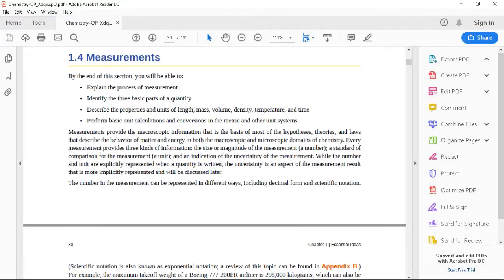1.4 Measurements. By the end of this section, you will be able to explain the process of measurement, identify the three basic parts of a quantity, describe the properties and units of length, mass, volume, density, temperature, and time, perform basic unit calculations and conversions in the metric and other unit systems.